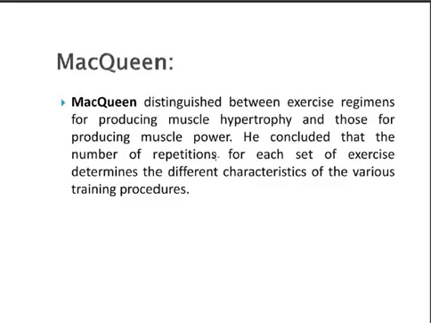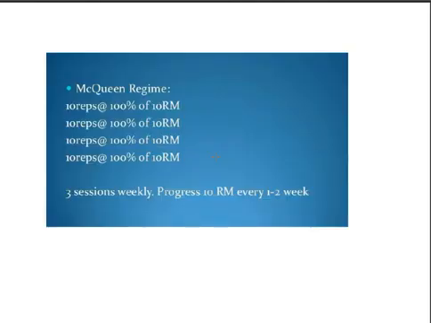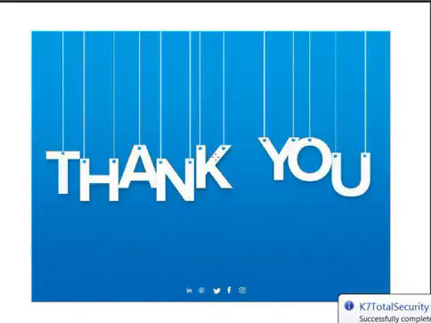Then one more technique is there, McQueen's. McQueen distinguished between exercise regimes for producing muscle hypertrophy and those for producing muscle power. He concluded that the number of repetitions for each set of exercise determines the different characteristics of the various training procedures. Here you can see the McQueen's regime. You can give 10 repetitions of 100% of 10 RM in 4 sets, depending on how the patient can perform these techniques. So this is about progressive resisted exercises.